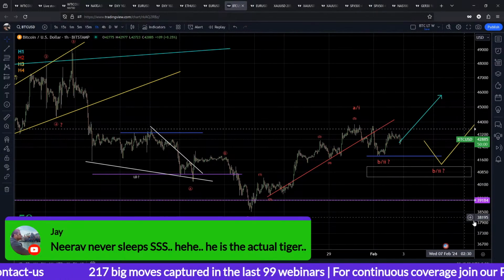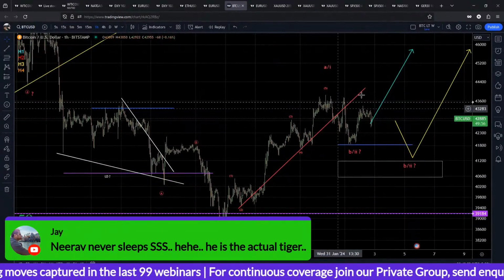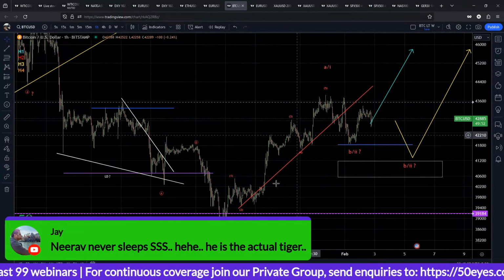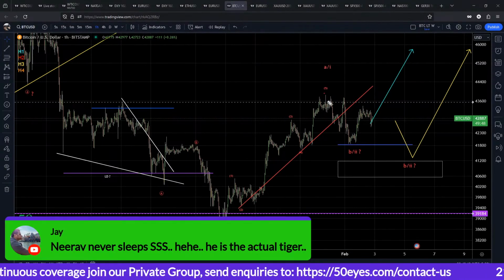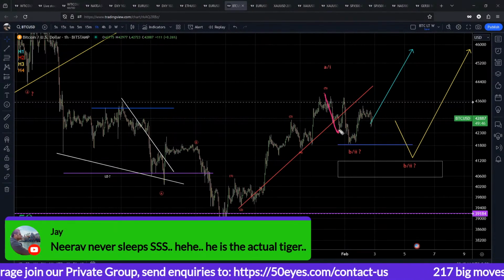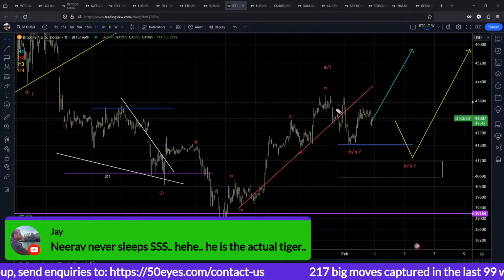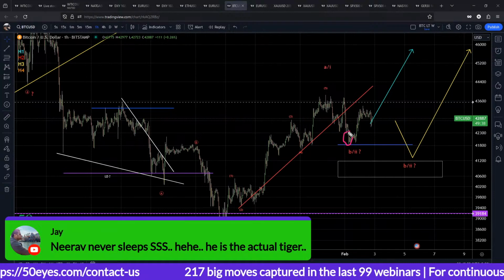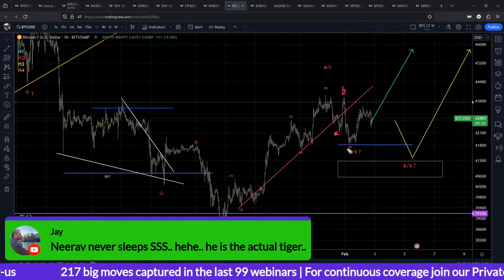Yeah, so this one is actually a very clear analysis. Not sure when was the last time I saw clarity in Bitcoin at this extent. This is like a picture perfect impulse, and this is a picture perfect correction A, B, C, and this is a flat, a regular kind of flat with an expanded kind of wave C. So not your typical book example. This will be your A of the flat, B of the flat, and C of the flat.